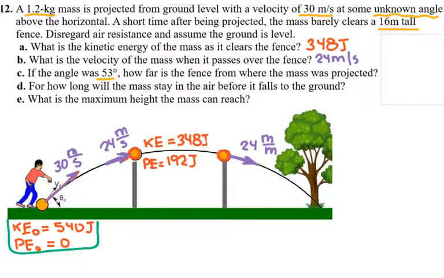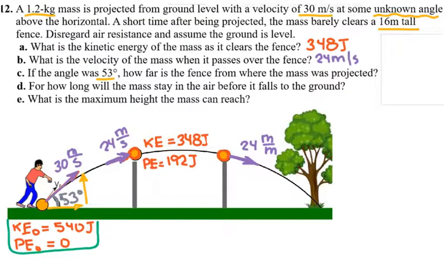And when they say how far is the fence, it could either be this position or that position, on the way up or on the way down? We do not know, so we will have two answers. If the angle was, they tell you, 53 degrees, then that gives me the horizontal velocity and the vertical initial velocity. I can figure out those right away.